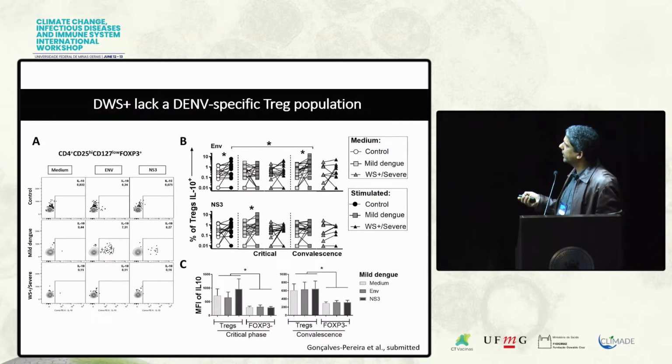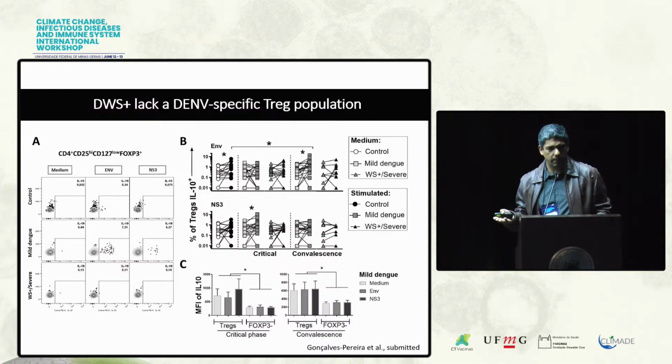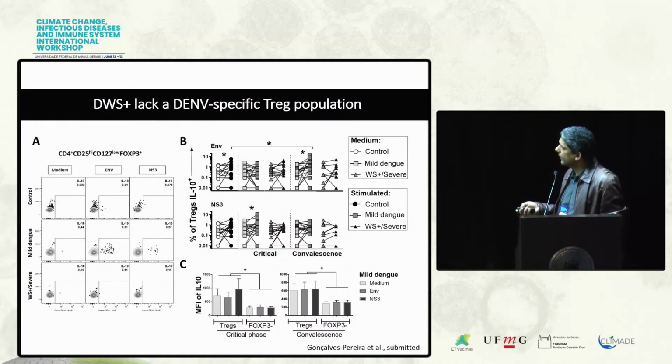But most importantly, we stimulated the PBMCs with dengue antigens. We used two antigens, envelope and NS3, and we found that the individuals developing mild dengue have a strong population that responds to these antigens producing IL-10. These are Tregs producing IL-10, while individuals that develop severe dengue do not have this population. Here we can see the increase in the envelope-specific, and here in NS3-specific Tregs, producers of IL-10.